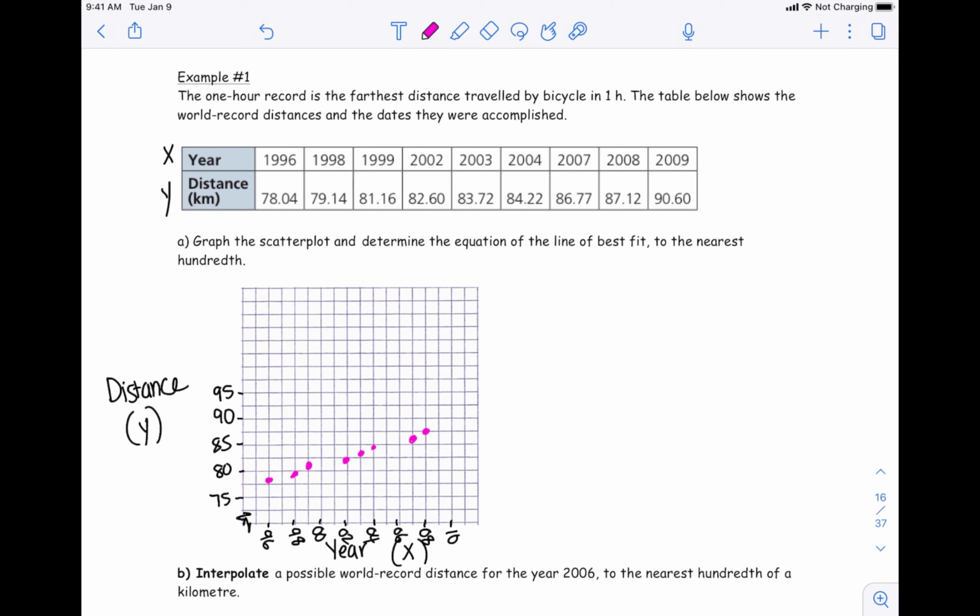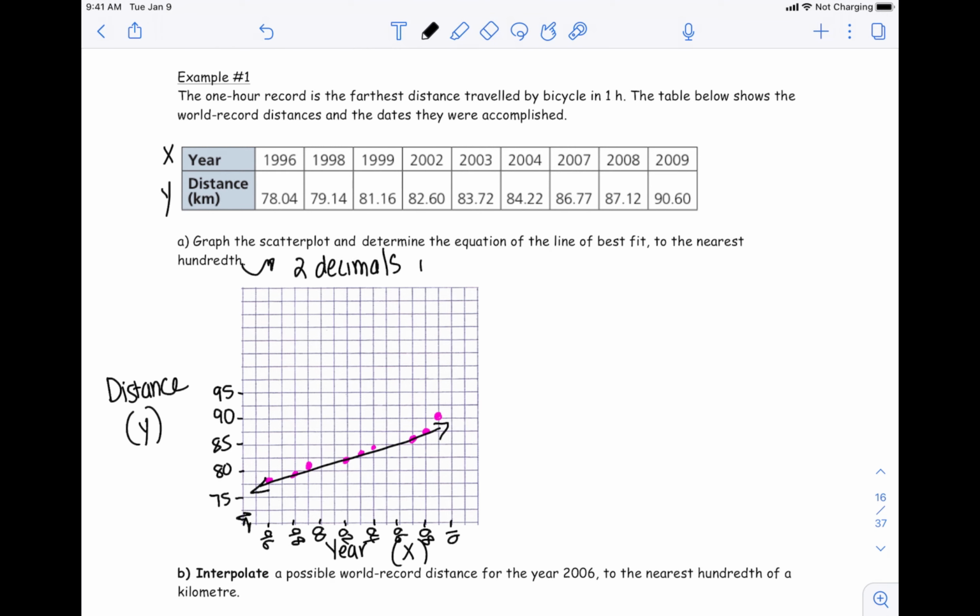So the reason we do this is a nice way of estimating what graph we should use. And if you look at this, the trend looks like the line of best fit would be a linear equation. So there would be a straight line, and it would go through as many data points as possible. So we've graphed the scatter plot, and now we need to determine the equation of the line of best fit to the nearest hundredth. Hundredth means 2 decimal places, 2 numbers after the decimal.